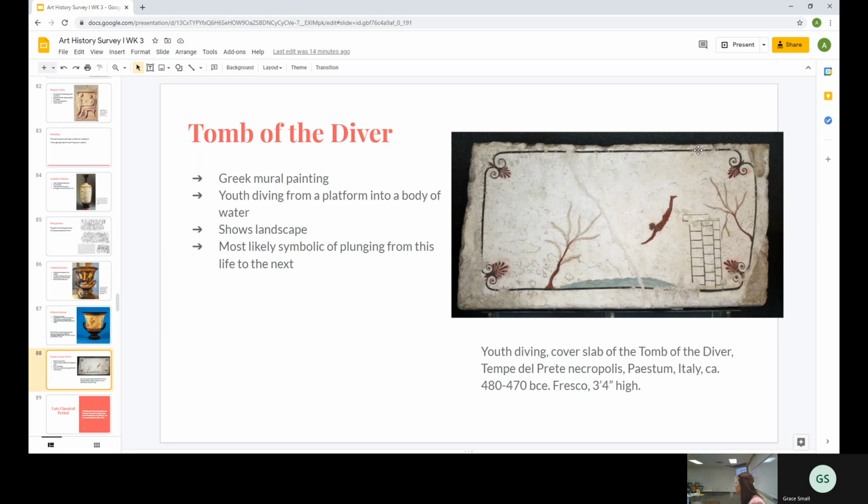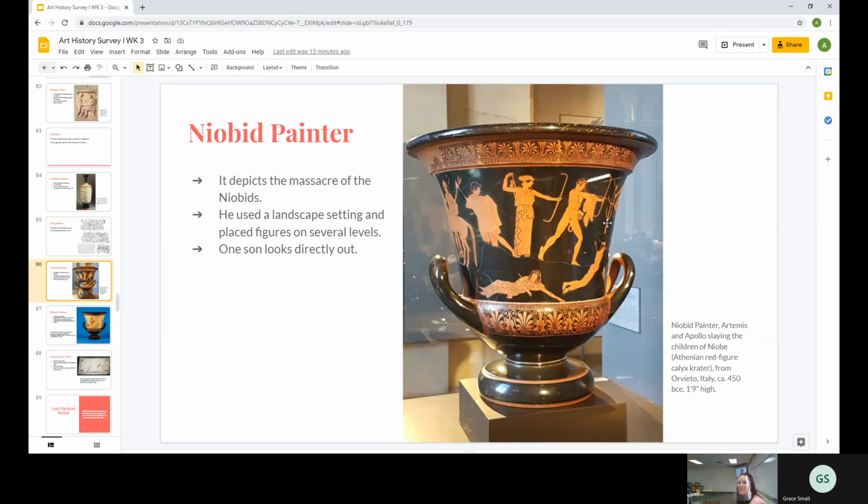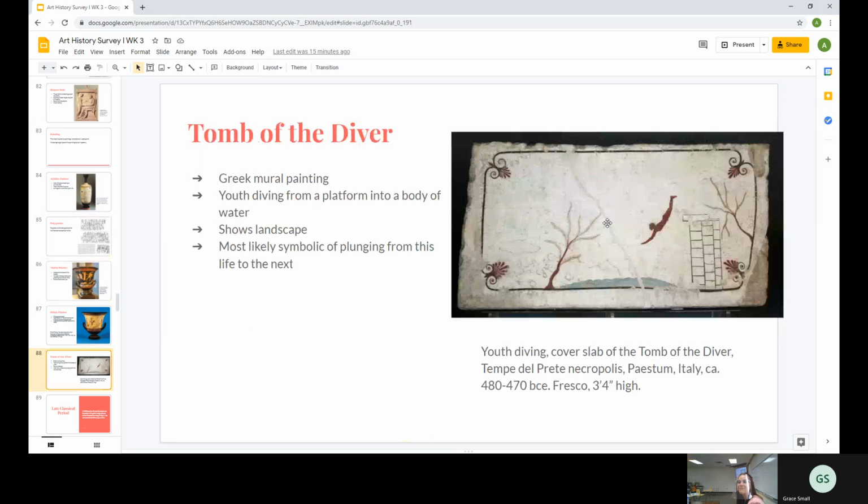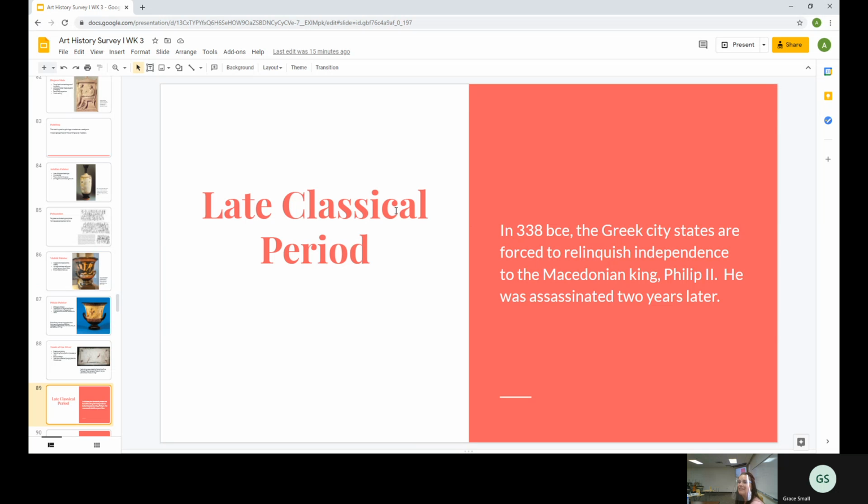Is this as illustrated as those panel paintings would have been? No. This is very pared down, simplistic, but it shows water, a tree. You notice this is what all of their trees look like. It's just twigs with some branches. And he's diving off of a diving board into a pool. It's kind of supposed to be symbolic of plunging from this life into the next, which is good for a tomb. It fits this theme.